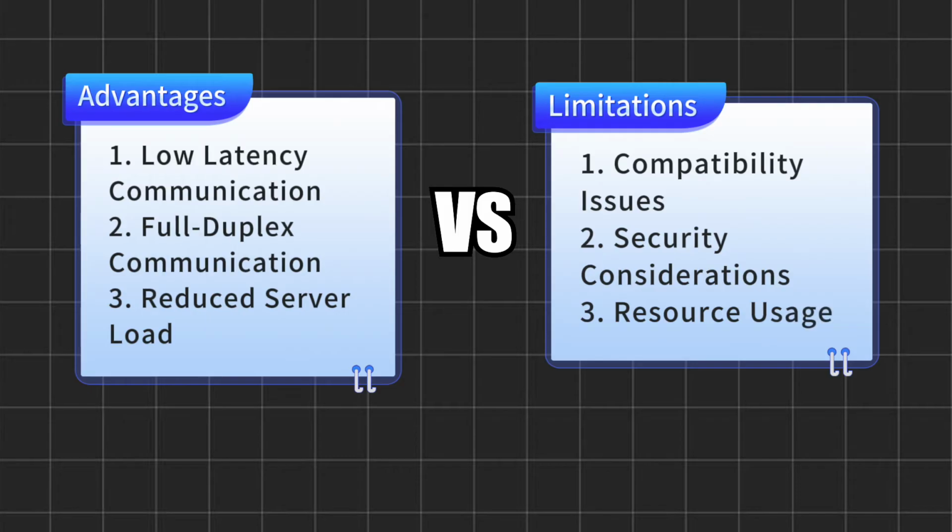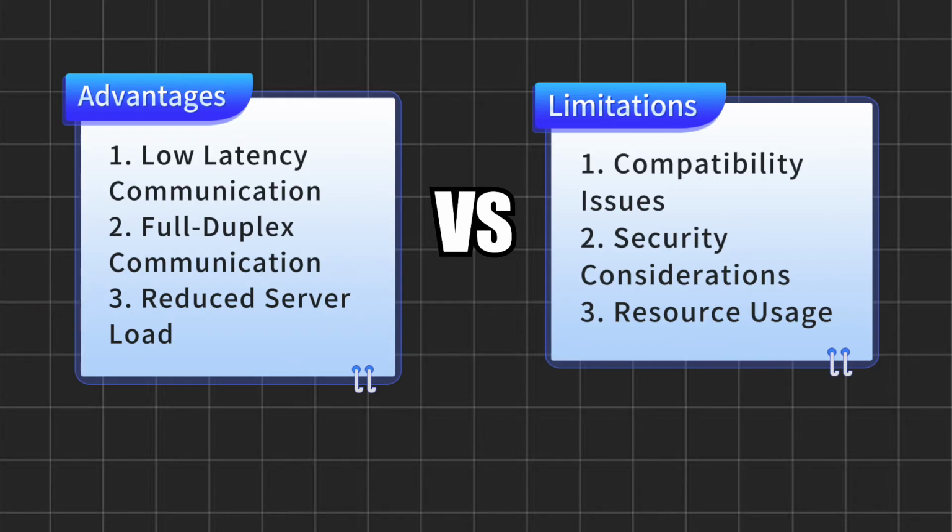Advantages. 1. Low latency communication. The persistent connection of WebSocket reduces overhead and latency, making it particularly suited for applications that require fast responses. 2. Full duplex communication. Clients and servers can send and receive information simultaneously, enhancing interactive efficiency. 3. Reduced server load. Maintaining one persistent connection saves more resources than repeatedly establishing connections for each interaction.